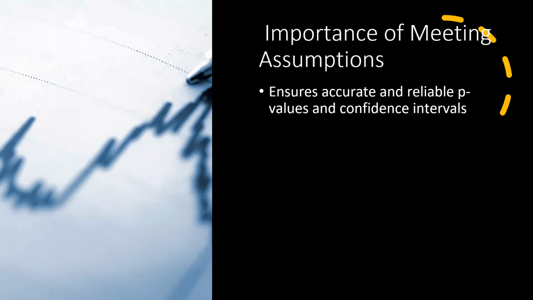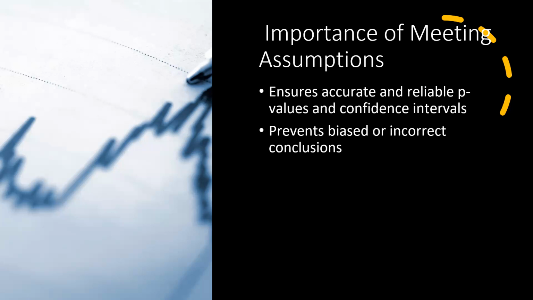So this is the whole reason that we're able to use that PDF and generate a value by integration, generate this probability, because the data fits into that shape, right? If it doesn't, then the test doesn't really say much, because we're not able to calculate probabilities using data that doesn't fit these assumptions. Okay, so we have to ensure accurate and reliable p-values and confidence intervals.